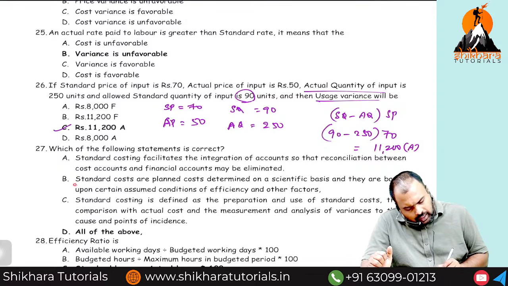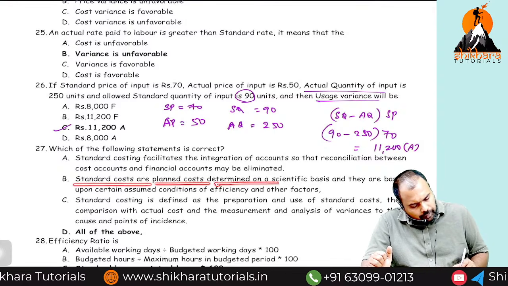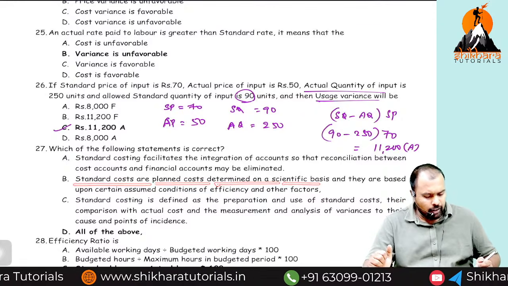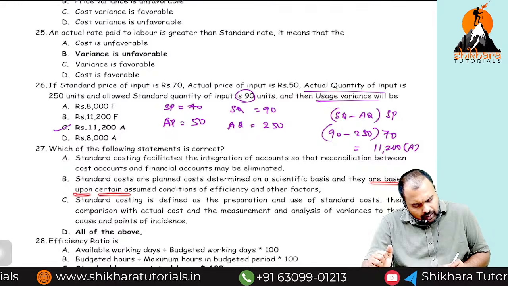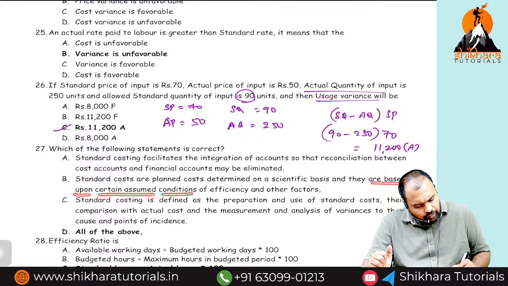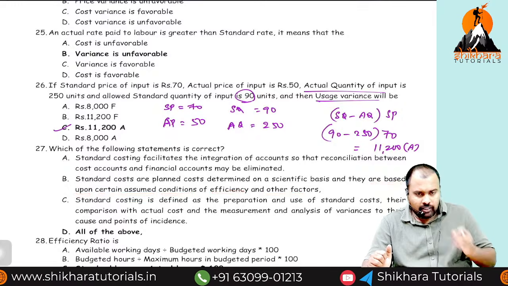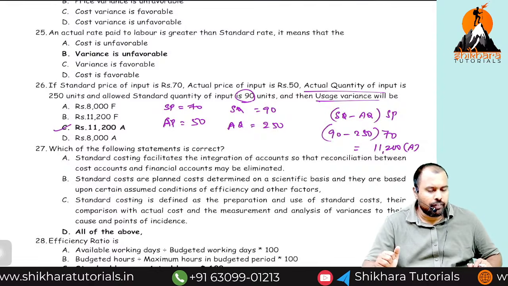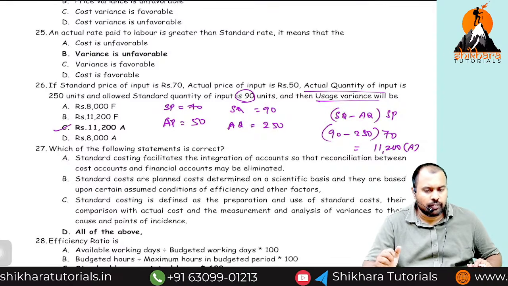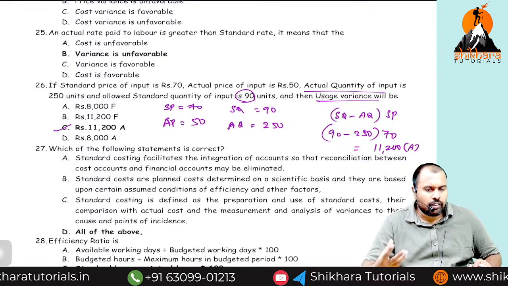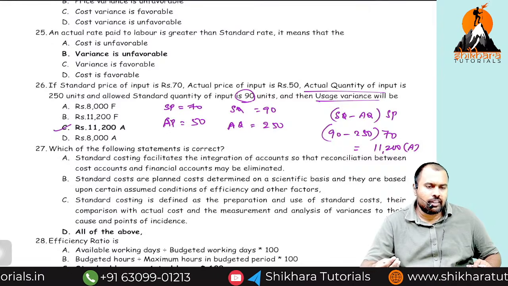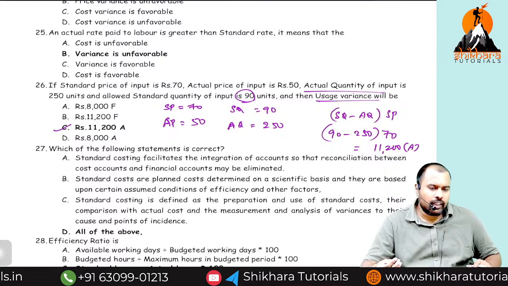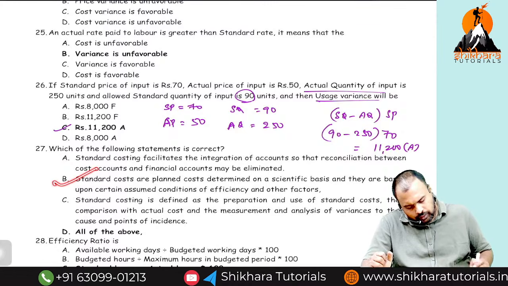Next, standard costs are planned costs determined on a scientific basis. They are based upon certain assumed conditions of efficiency and other factors. Yes, at the beginning of the period, we have to fix the standards for each unit, or for 100 kgs or 1000 kgs. Likewise, we fix a standard based on our planned, assumed conditions. So that statement is also correct.